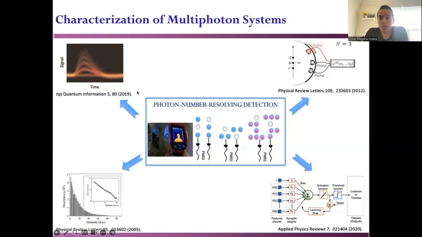Another way in which you can characterize these systems is by using multi-photon correlation. So you can have an array of detectors like this. You can also do photon counting. You can count the number of events that you have within a coherence time and then build histograms like this. And more recently, people have been using machine learning to characterize light sources. So there are multiple ways in which you can characterize these systems.